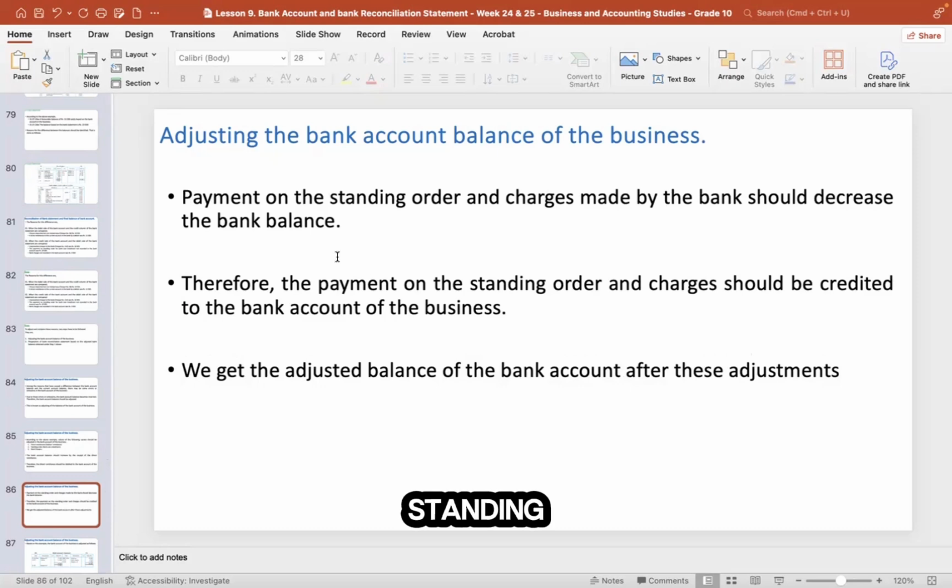Payments on standing orders and charges made by the bank should decrease the bank balance. Similarly, once you make a payment, let's say a standing order or charges, your bank balance is going down. Therefore, the payments on standing orders and charges should be credited to the bank account of the business. Why do we credit it? Because the bank account is an asset and this asset balance is going down. When an asset balance is going down, as per the double entry principle, we are crediting it.